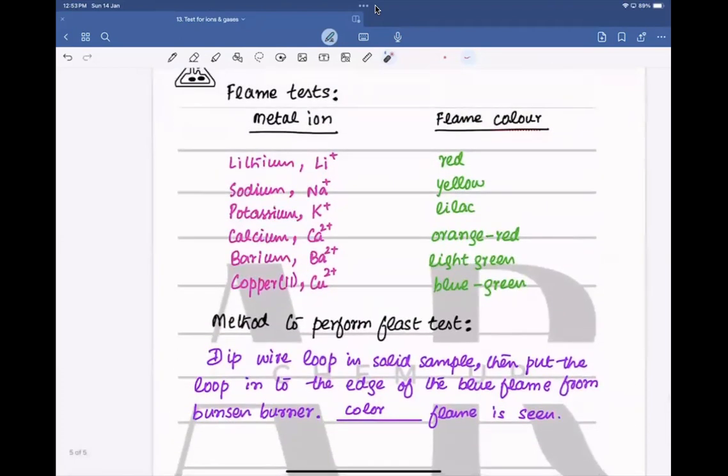Okay. Yes. Okay, everybody please take the screenshot. Sir, in the wire loop, the whole compound will be attached, right? No, no, no. The compounds are usually in powder form. So when we dip the wire loop in the compound, some of the particles stick to the wire loop. Okay. And then we introduce it to the edge of the blue flame from the Bunsen burner. Okay, sir.